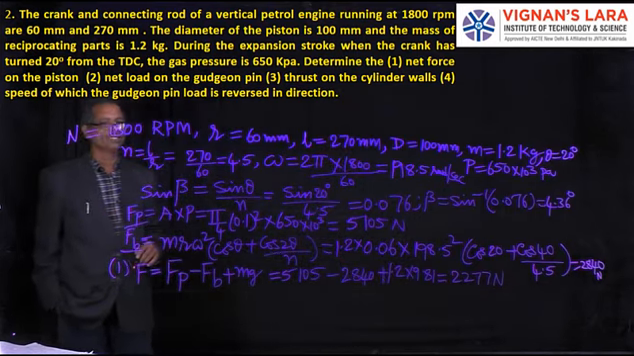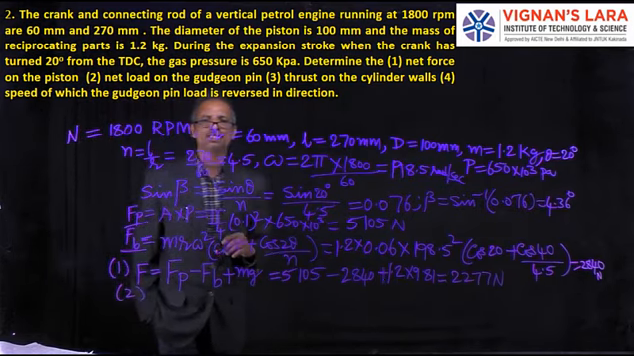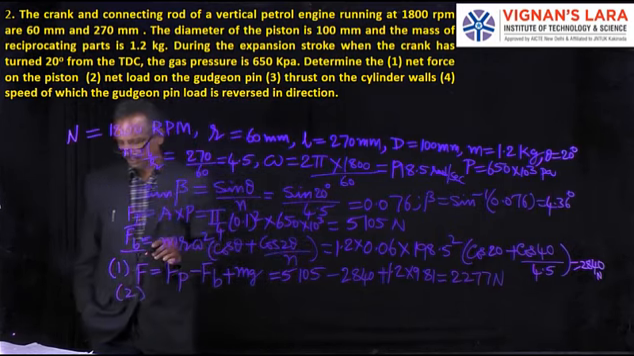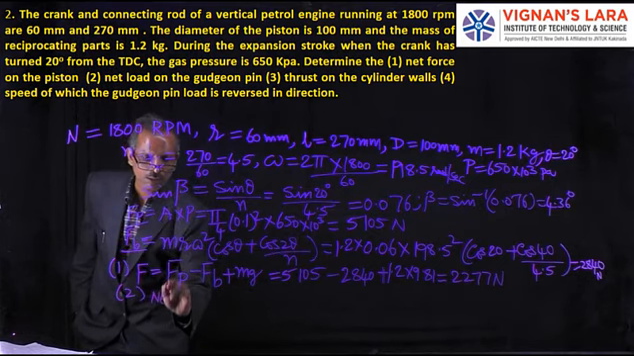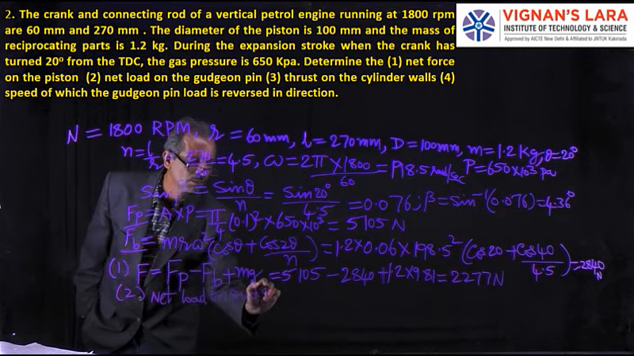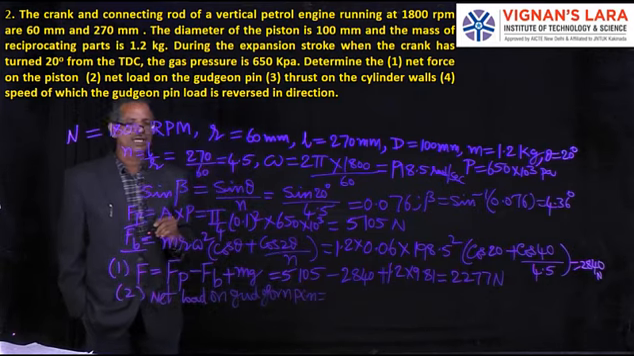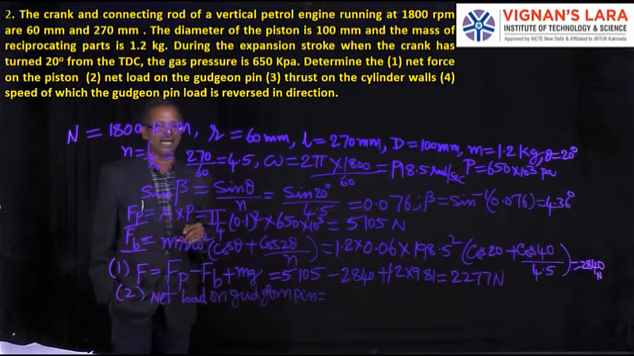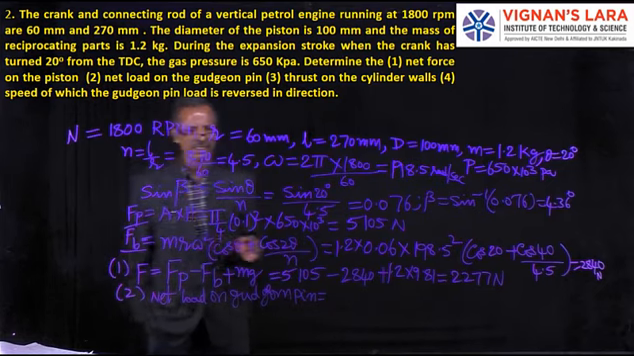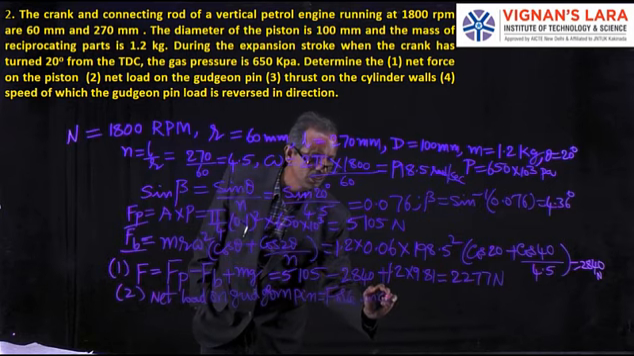2277. Okay. Then what is the second part? Net load on the gudgeon pin. What is a gudgeon pin? A gudgeon pin is the one which connects the piston as well as the connecting rod. So that is nothing but the force in the connecting rod.